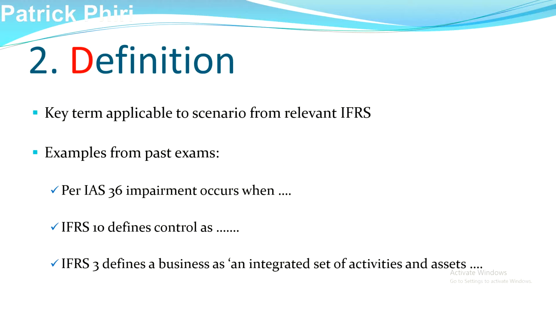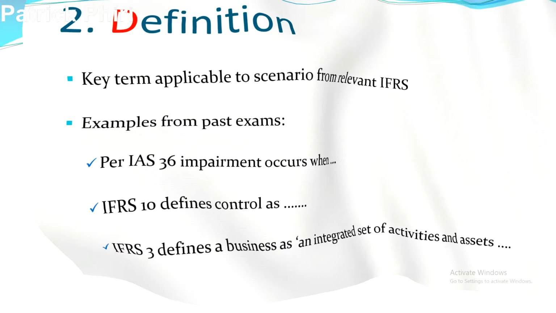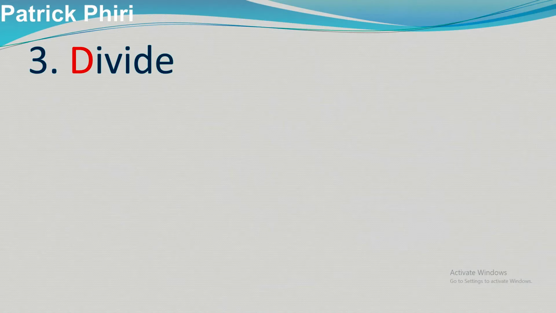Okay, it could be something to do with fair value, for example, in your IFRS 13. IFRS 13 defines fair value as probably just one definition. Okay, so don't start now just defining things all over the place. All right, but this generally presents an easy mark, friends, for you in the exam. The third D is divide and conquer, friends.